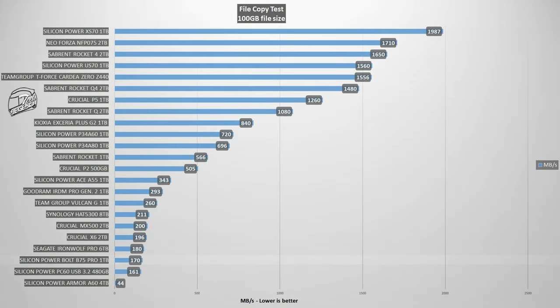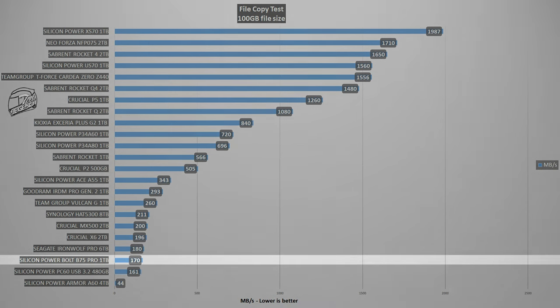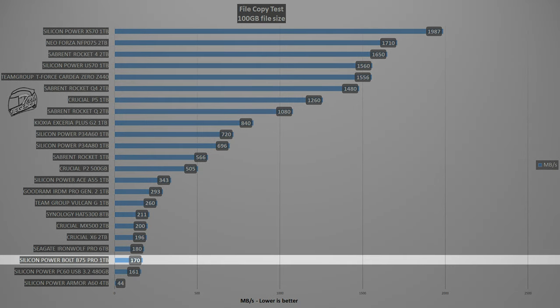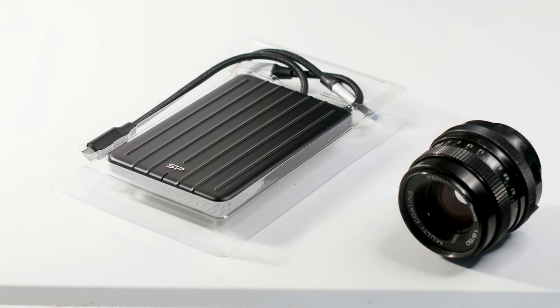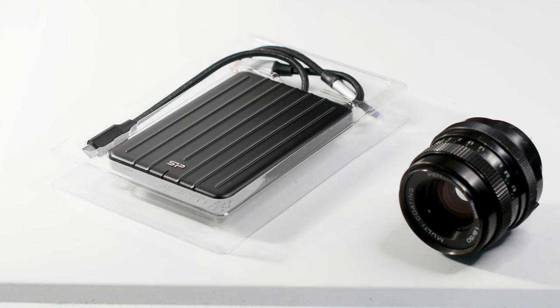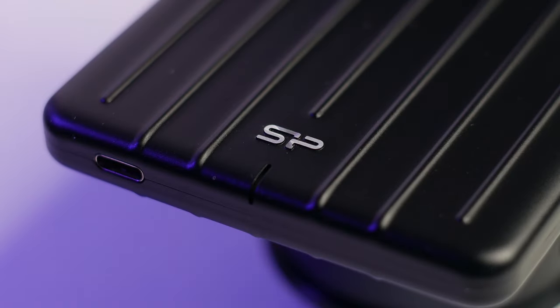The Silicon Power Bolt B75 Pro 1TB is a good portable SSD that gets the job done with no thrills. It's a plug-and-play storage device and it looks good. Unfortunately, the SSD did not reach the advertised speeds, but it was close enough. For $65, you cannot really go wrong with this SSD. It's well built, lightweight, and uses quality components inside. However, you will have to deal with the lower than advertised speeds and with the lower than average cache size.